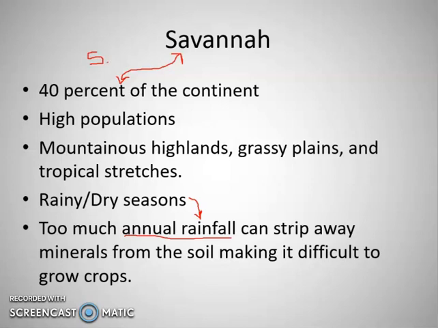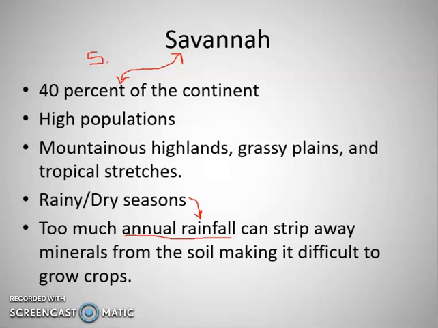Savanna is number 5, 40% of the continent. Most people want to live in the savanna because it's grassy plains with volcanic soil, great for growing coffee and cocoa and other stuff like that. Cocoa beans are the highest producing crop for money in Africa today, which actually surprised me because I thought it might be coffee. But yeah, the volcanic soil is really, really good for growing crops because of the volcanic eruptions that have taken place over time.